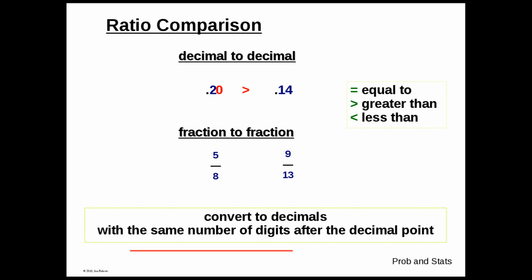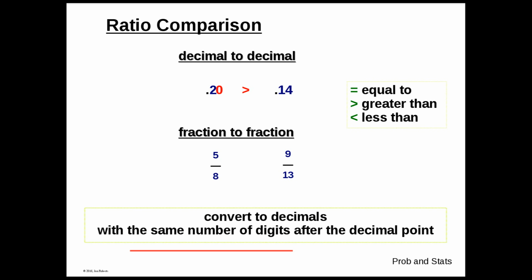That's different than if I were just to compare 0.2 to 0.14 and consider that a comparison of 2 to 14. 14 would be larger, but I'm not comparing decimal numbers with the same number of digits after the decimal point, so they don't represent the same value.